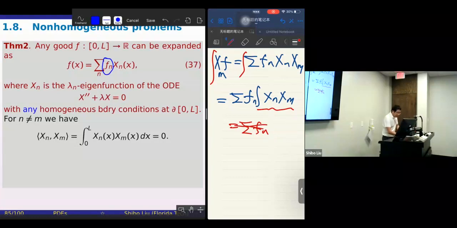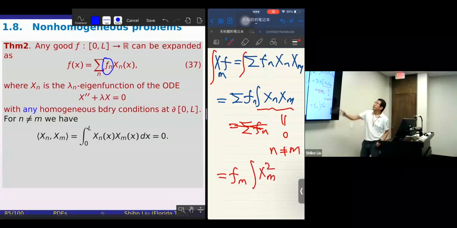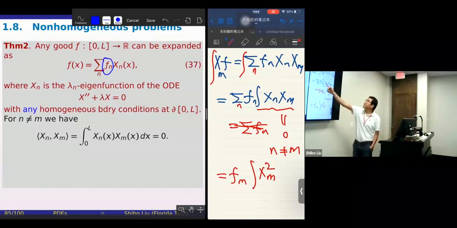This is zero unless n is equal to m. m is fixed. So the right hand side becomes what? The right hand side becomes Fm times the integral of xm squared, right? The sum is over n. So if n is not equal to m, this integral is zero. Therefore, the term disappears. Only when n equals m might this not be zero. Therefore, the result is Fm and then the integral of xm squared.